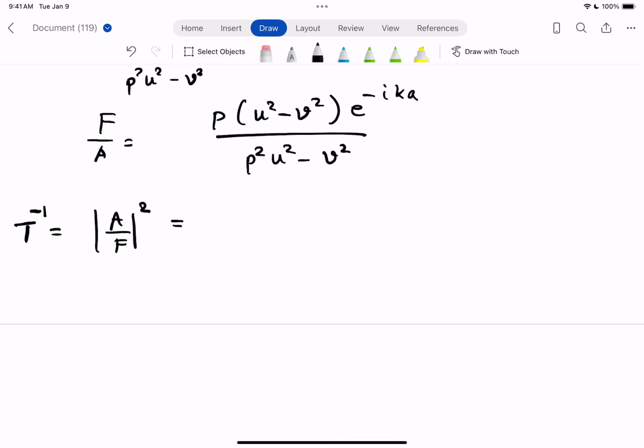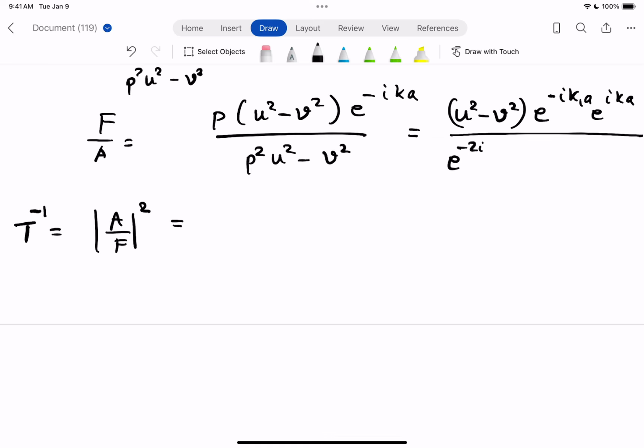So the absolute value of the numerator is going to be, what is p square? So actually let's just put in the p's. So we have u square minus v square. So u and v are real numbers. Then I have p, which is e to the power of I, e to the power of minus I k1a, e to the power of I ka. And then in the denominator, I have e to the power of minus 2I k1a, that's p square, times u square minus v square.